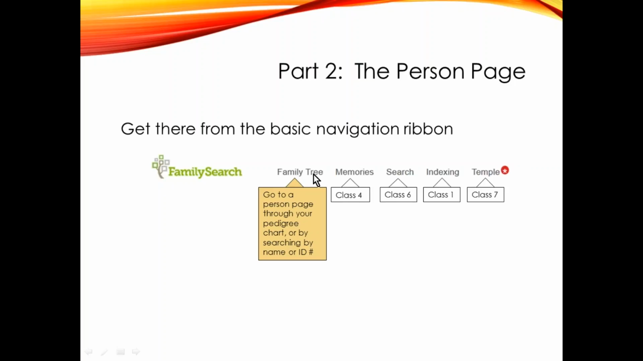The words Family Tree are what we press on in order to go to a person page, through either your pedigree chart or by searching by name or ID number. We'll be looking at the memories capability of this database in Class 4. We'll be talking about search options in Class 6 when we're looking for records.